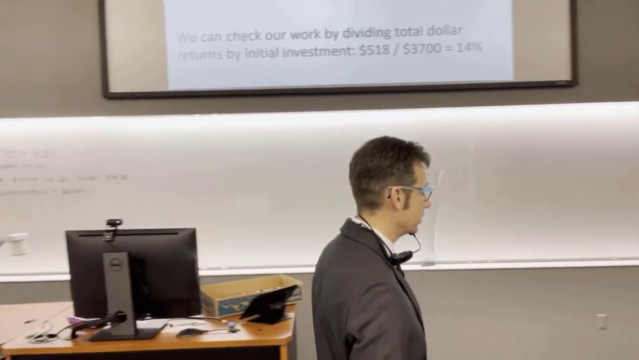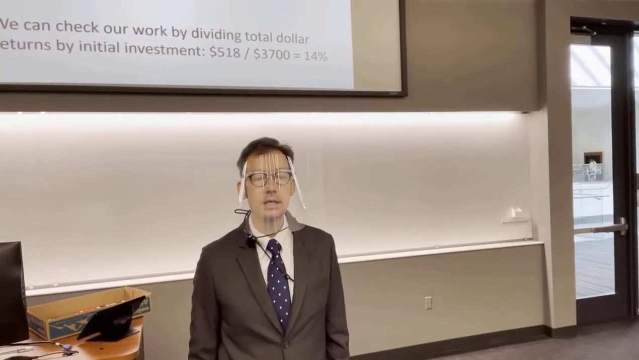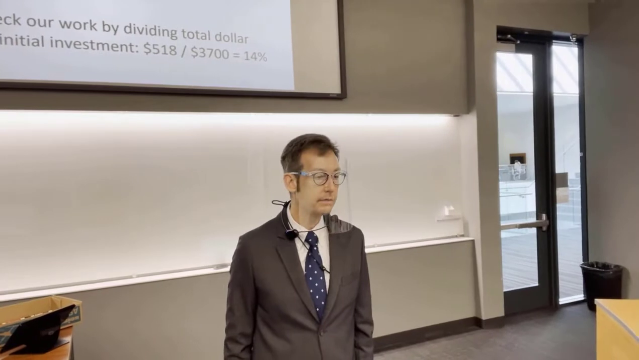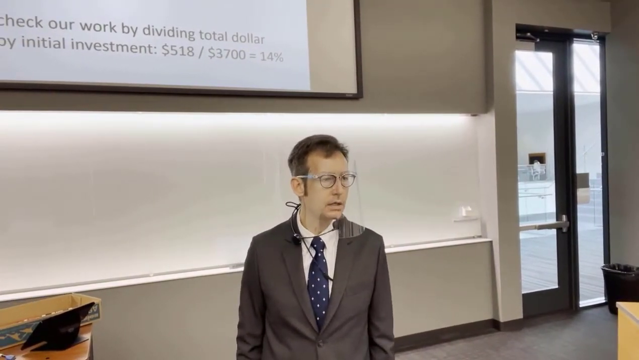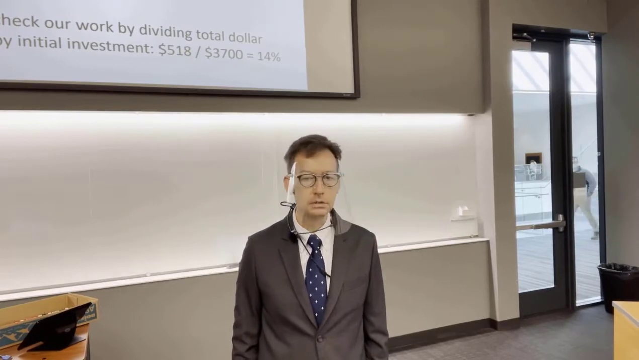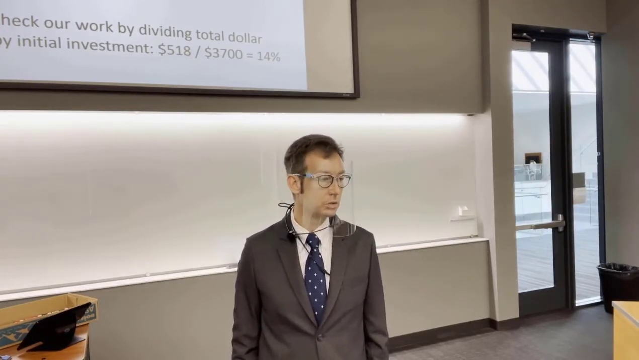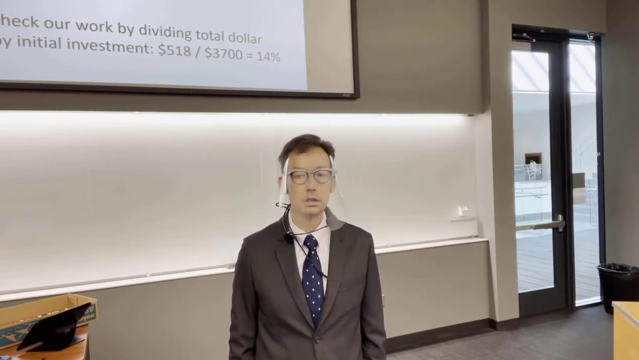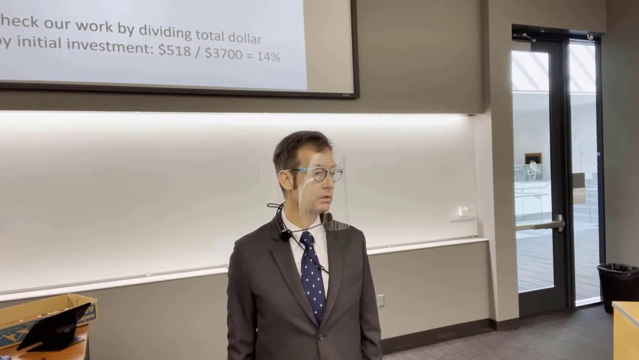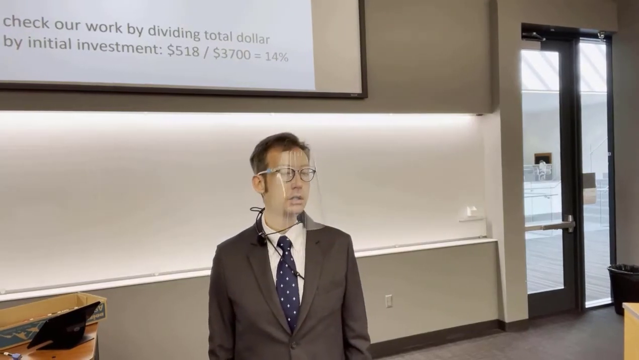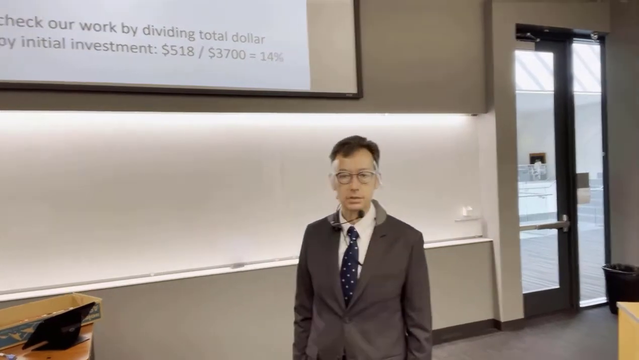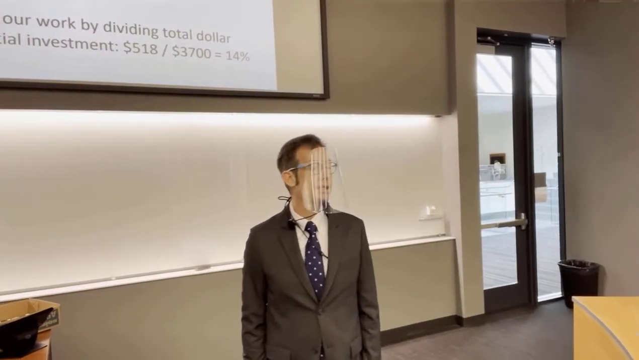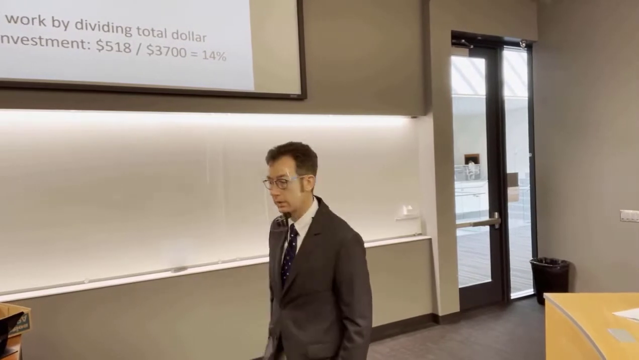Now we can go back and check our work by dividing that total dollar return of 518 by the initial investment of 3,700. How did I get 3,700? What two numbers did I multiply together? Yeah, 37 and 100. $37 per share times 100 shares is $3,700. Does that make sense? We get exactly the same number, so this is a way to check your work.